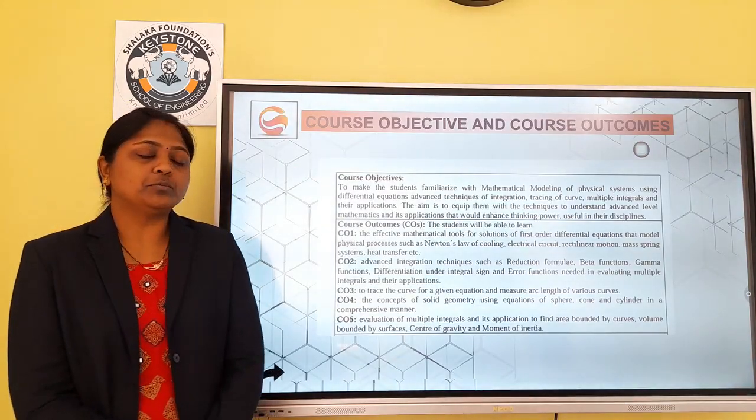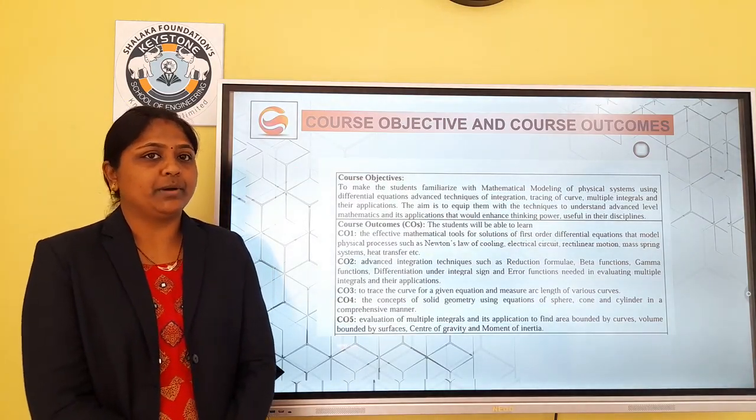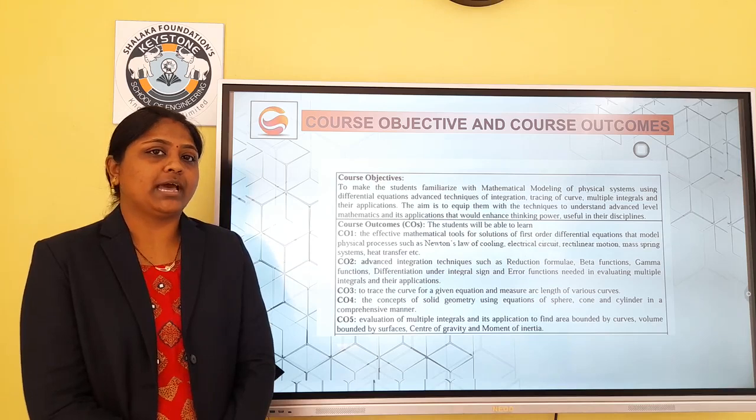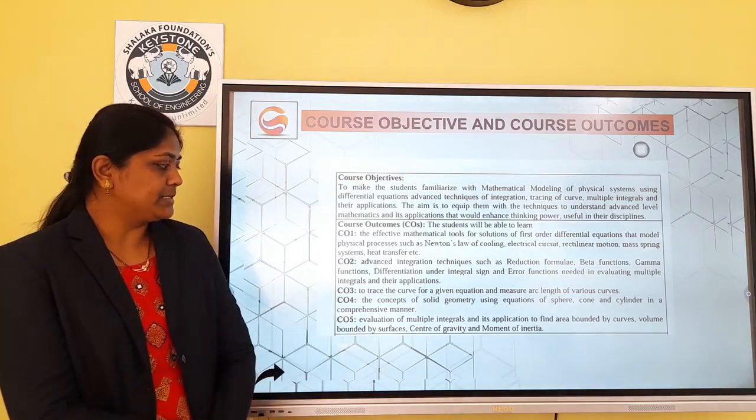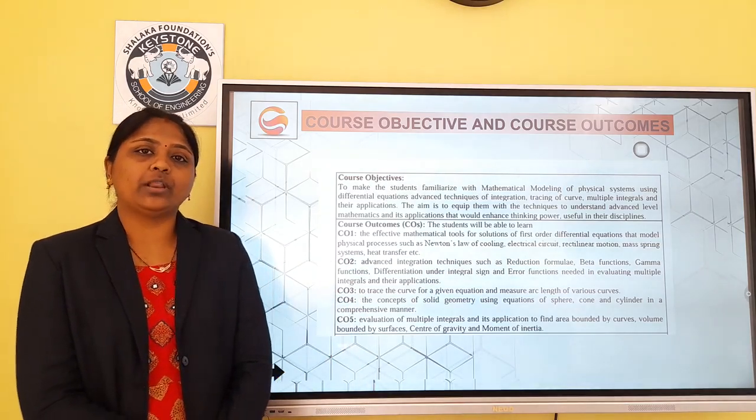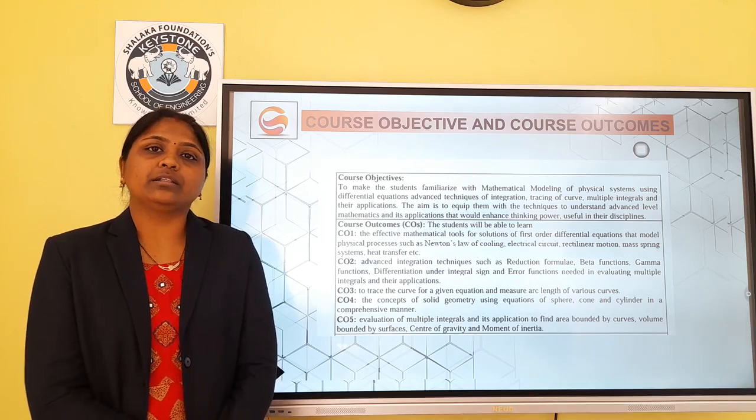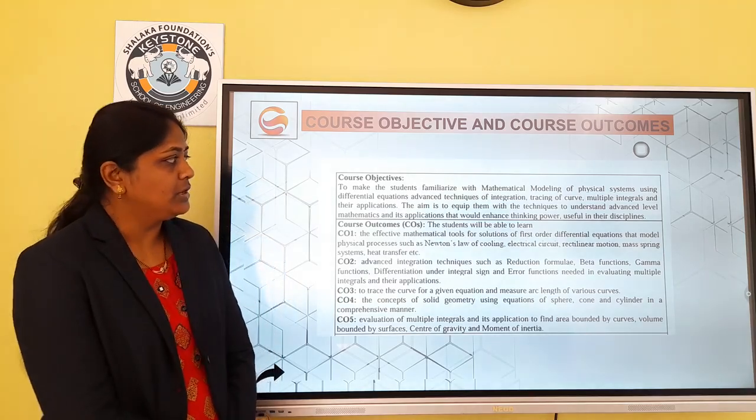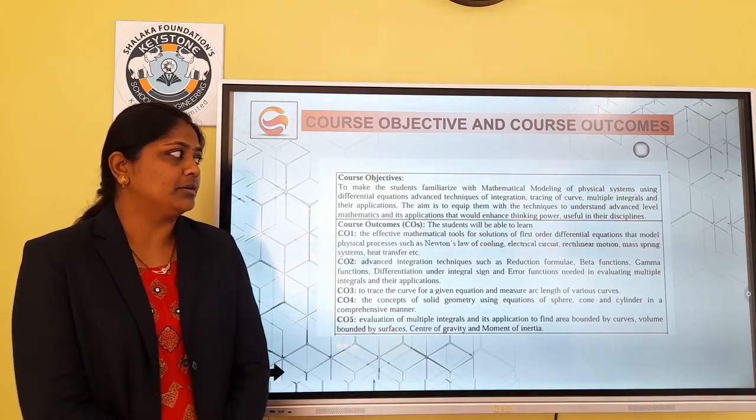See, these are the course objectives and the course outcomes. There are a total of 6 units, but we combine the first and second unit for CO1 and the rest for CO2, CO3, CO4 and CO5. What have we learned here? We have learned the advanced techniques of mathematics and we are enhancing the thinking power.